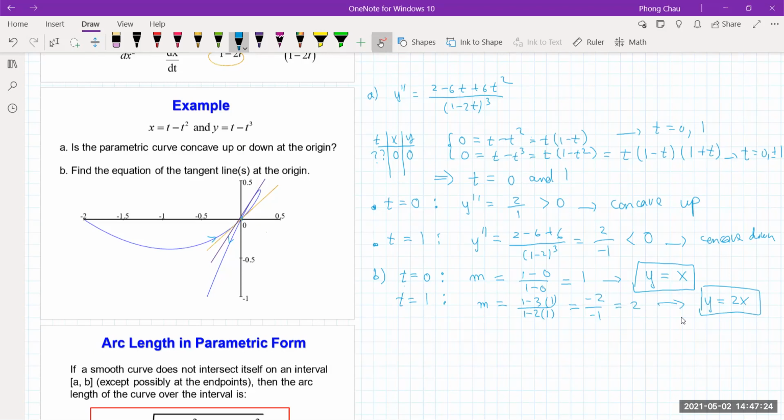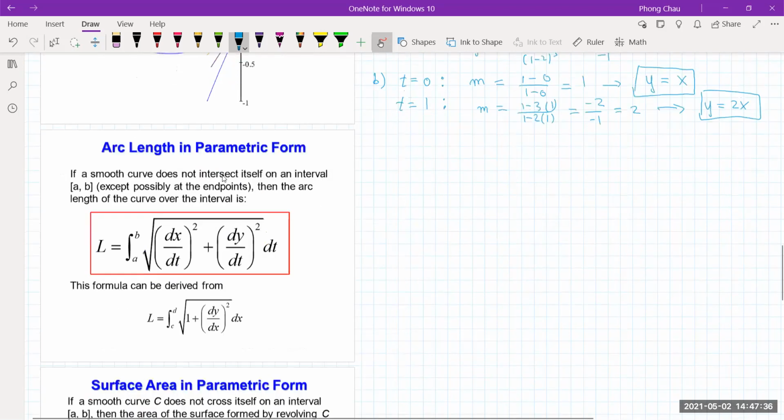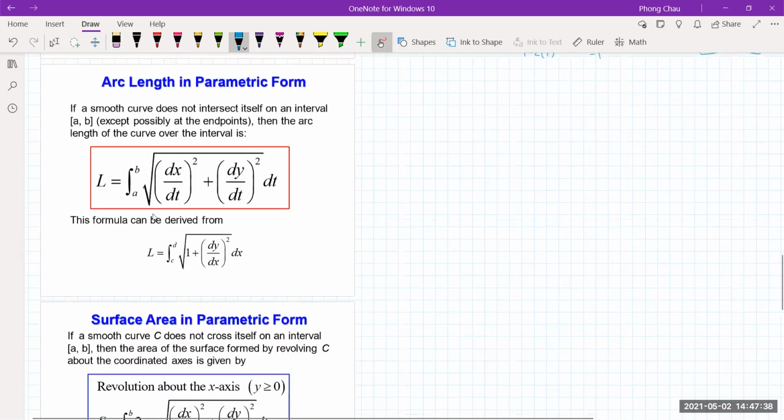All right. Now let's move to the next topic. We talk about the arc length. So if you recall, here's the formula for arc length. We call it the Cartesian form. This one down here. Remember, the arc length is the antiderivative, or integral, of the square root of 1 plus the derivative dy/dx squared.